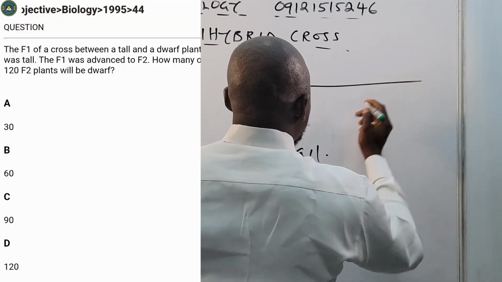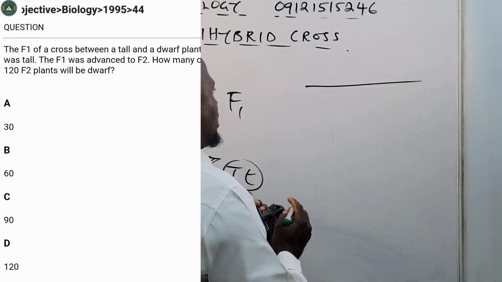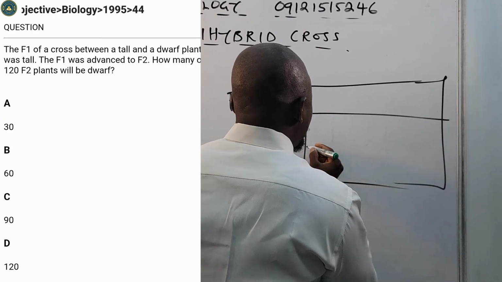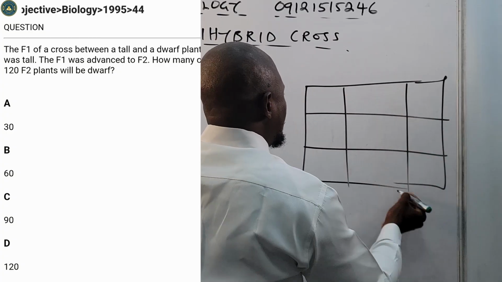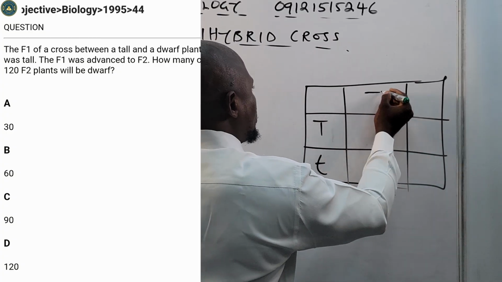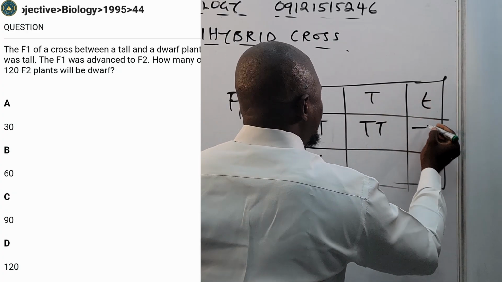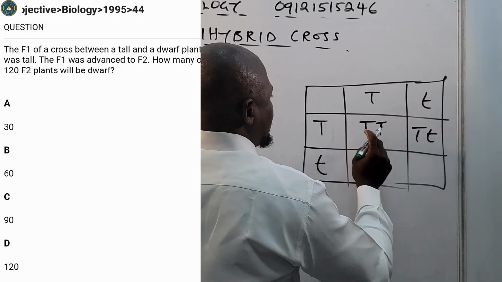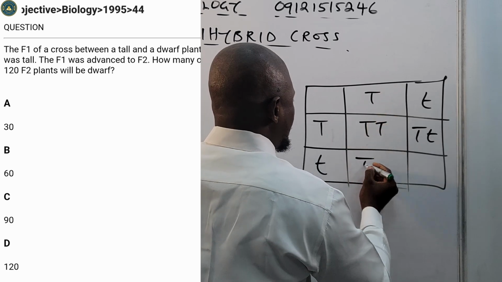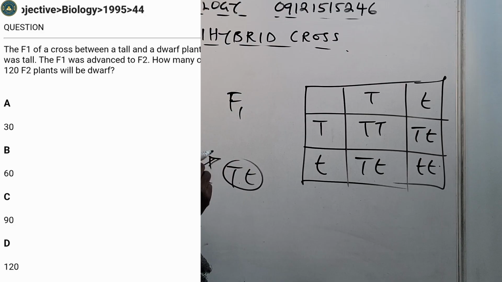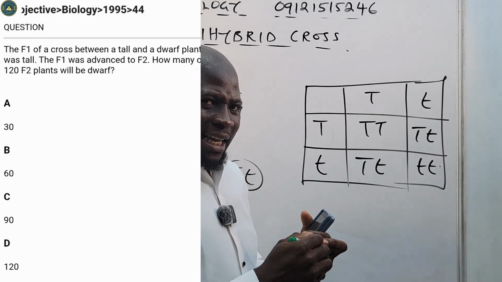So if you use our Punnett square, what do you discover? Here will be T, here will be t, here will be T, here will be t. T times T is TT, T times t is Tt, t times T is Tt, t times t is tt. So now our result is giving us what?